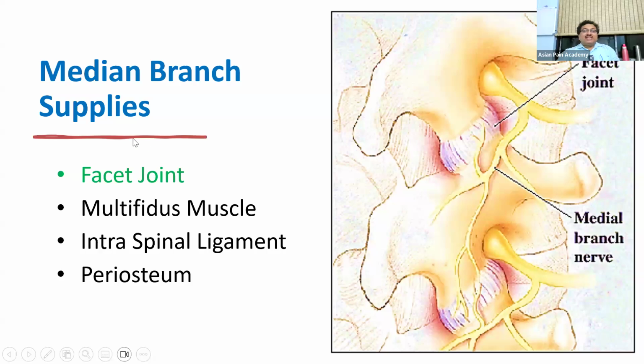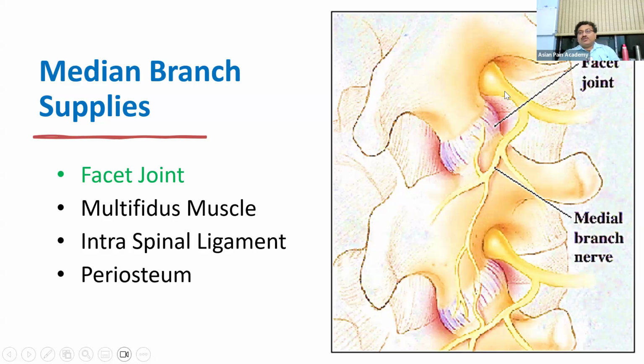It supplies three important structures: the facet joints, the multifidus muscles, the interspinous ligament, and the periosteum. These are the supply of the facet joint. And remember, one medial branch divides into two, supplying the upper facet joint and the lower facet joint. So actually, one facet joint is supplied by two branches of the nerve, one coming from above and one from below. Say this is L4 and this is L5.